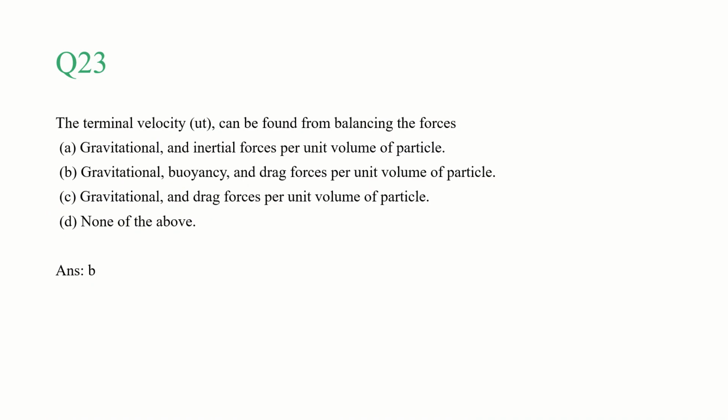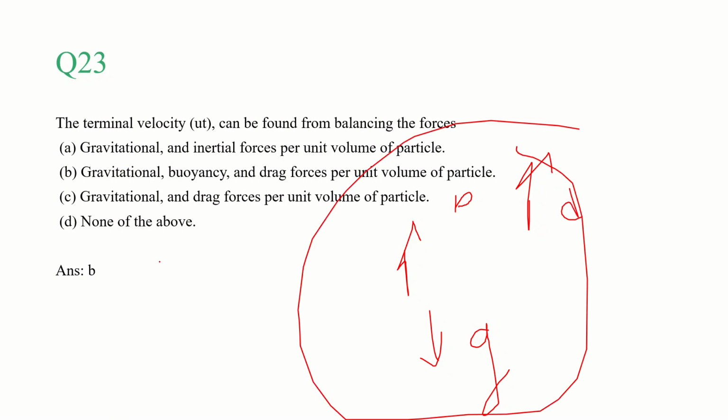Question 23. Terminal velocity of a particle can be found from balancing the forces: gravitational and inertial forces per unit volume, gravitational, buoyancy and drag force per unit volume of particle, gravitational and drag force per unit volume of particle, none of the above. How do we get the terminal velocity? Wherein we equate all three forces, right? It would be the gravitational force acting on the particle, and the buoyancy force, and the drag force acting on the particle. When we balance all these three, we would be getting the terminal velocity of the particle. It can be found from balancing the gravitational, buoyancy and drag forces per unit volume of the particle. So the answer to this is option B.